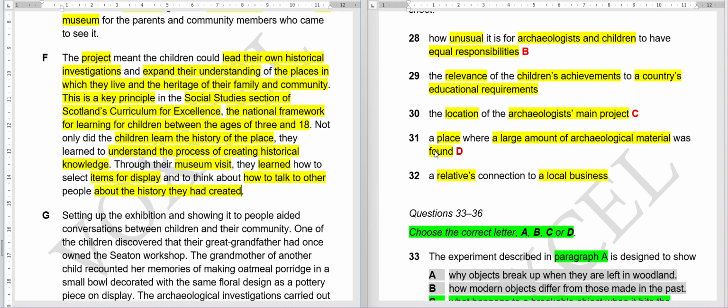Okay, time's up. Let's see the 29th question. The relevance of the children's achievement to a country's educational program. Is there any mention of children's achievement and linking it with the country's educational requirements? Yes. So our answer to this is paragraph F, where it is. Let me do this from here to here.